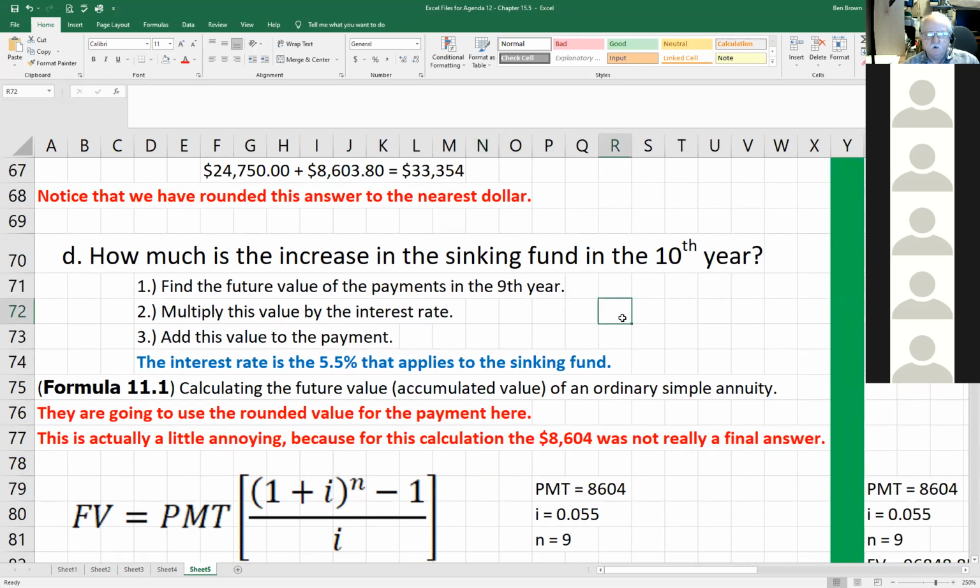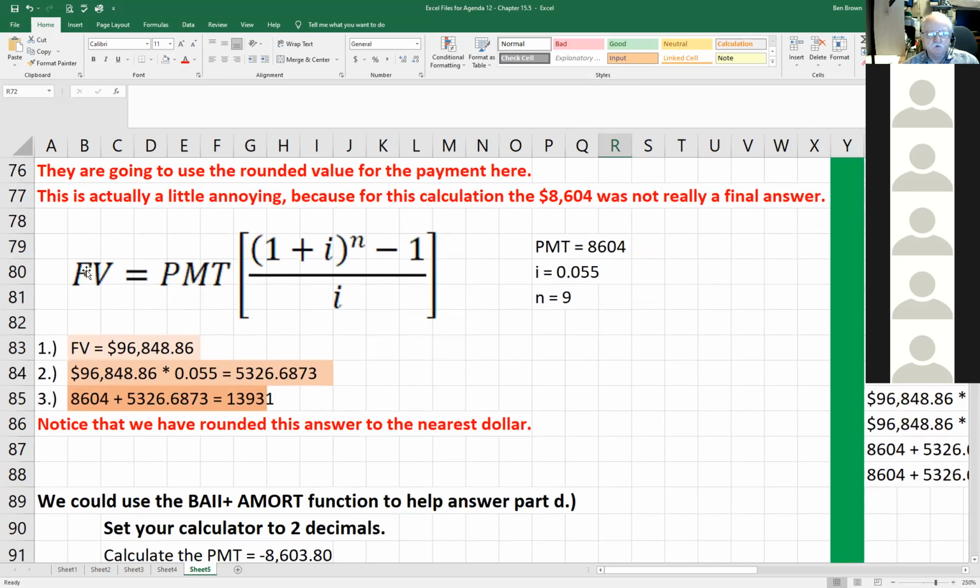So we have to do the same nonsense we had to do in the previous question, but because this is an ordinary annuity, not an annuity due, we don't have to add that one payment. So we find the future value of the payment in the 9th year, multiply this value by the interest rate, and add this value to the payment. And this rate is the 5.5%.